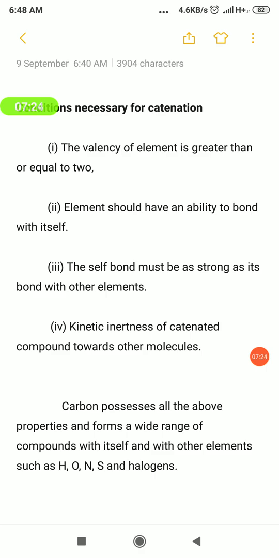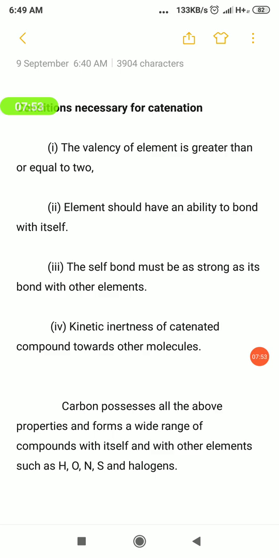What are they? The valency must be equal to or greater than 2. That's the first condition. Then the element should have an ability to bond with itself. Third one, the self bond must be strong. அந்த கார்பன் பாண்ட் ஃபார்ம் பண்ணும்போது அது ஸ்ட்ராங்காக இருக்கணும். எப்படி? அந்த கார்பன் இன்னொரு எலமெண்ட் கூட பாண்ட் ஃபார்ம் பண்ணால் எந்த அளவுக்கு ஸ்ட்ராங்காக இருக்குமோ அதே அளவுக்கு that carbon bond must be also very strong. Okay, and kinetic inertness, easily should not react with other compounds.